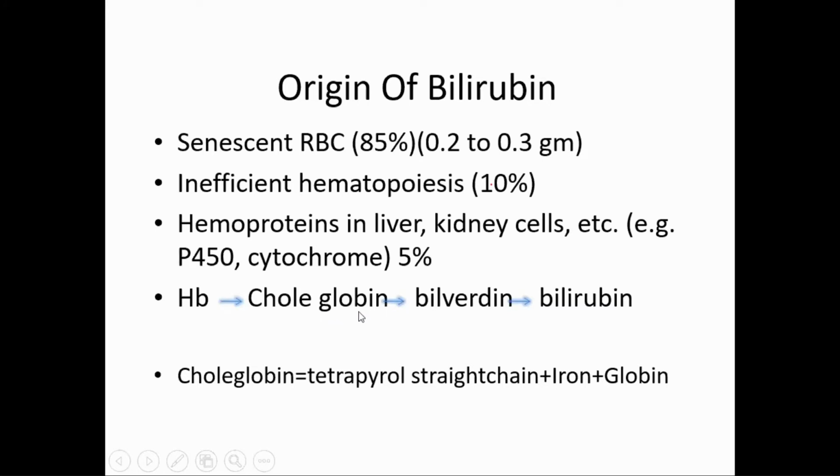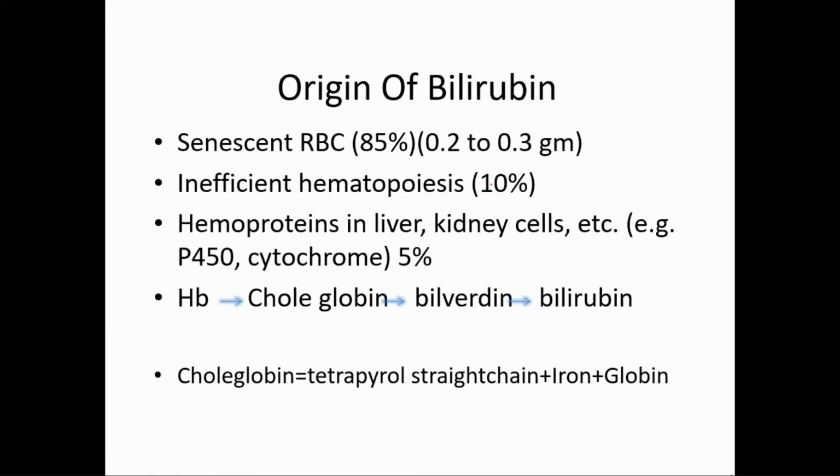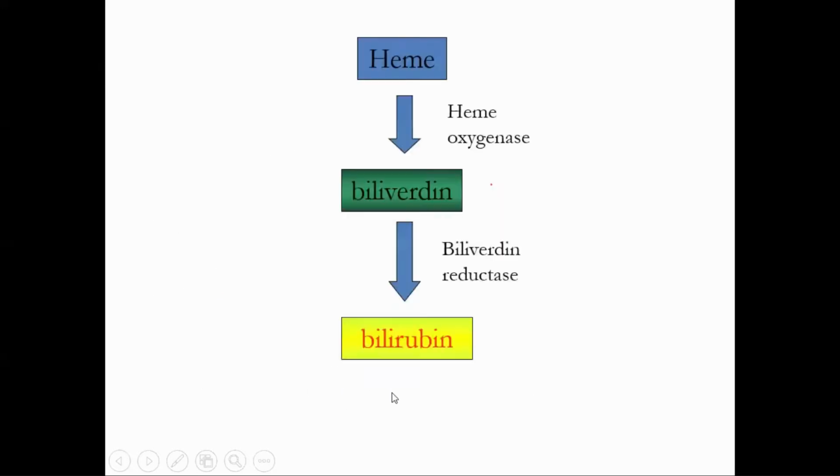Then choleglobin to biliverdin and then bilirubin. Now, globin goes to the protein pool, iron is reutilized, and the tetrapyrrole straight chain forms the bilirubin. Now this is shown diagrammatically. Heme oxygenase, biliverdin, biliverdin reductase, bilirubin. So this is how bilirubin is formed from the heme or hemoglobin. Globin and iron have been removed and it becomes biliverdin and then bilirubin.